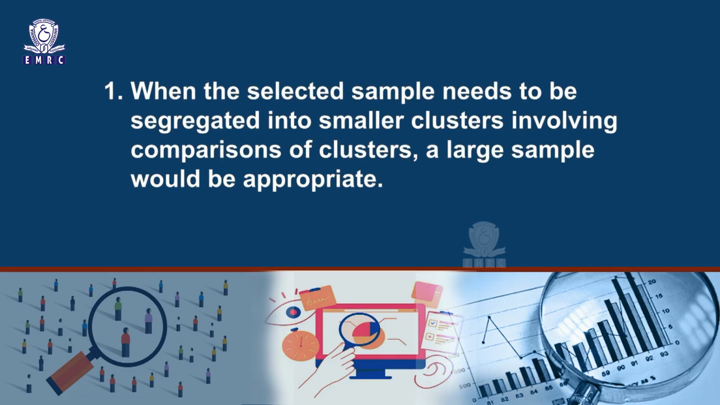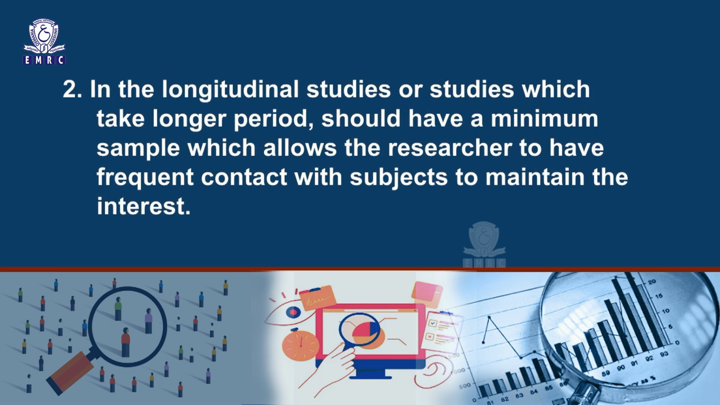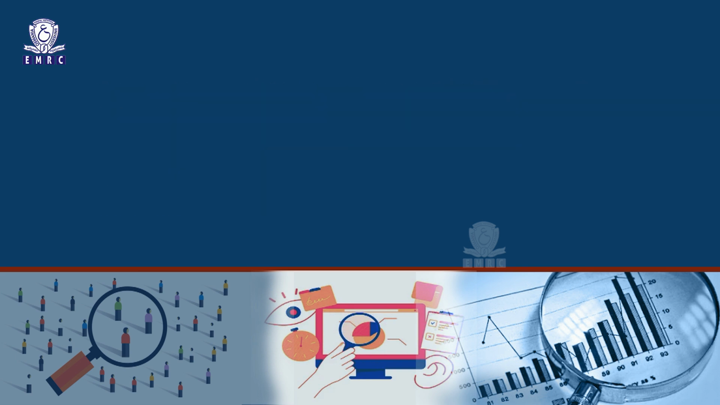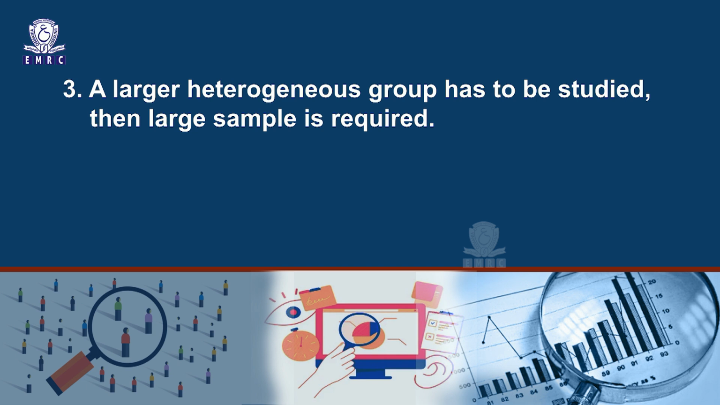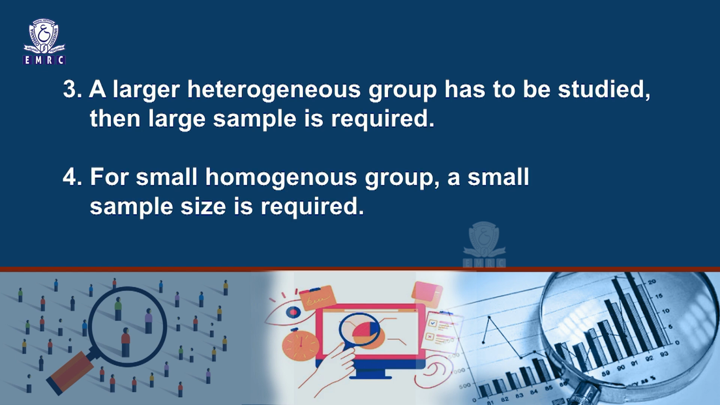Let us discuss the points which we need to keep in mind while deciding on how large a sample should be. The first one, when the selected sample needs to be segregated into small clusters involving comparison of clusters, a large sample would be appropriate. Second one, longitudinal studies or studies which take a longer period should have a minimum sample which allows the researcher to have frequent contact with subjects to maintain the interest. The third one, if a larger heterogeneous group has to be studied, then a large sample is required. For a small homogeneous group, a small sample size is required.